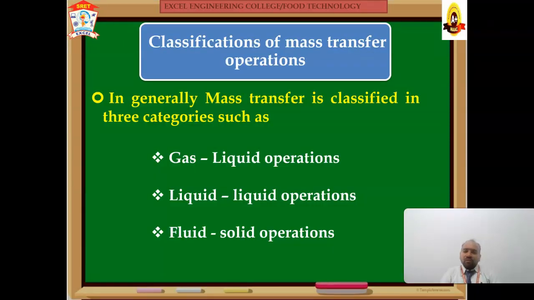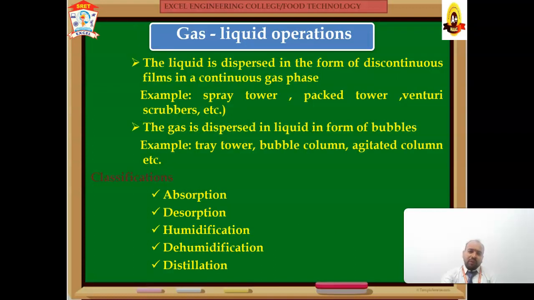Classification of mass transfer operations. Here we can classify them into three categories. First, gas liquid operations. Next, liquid operations. Then fluid solid operations. Gas liquid operations means liquid is dispersed in the form of a discontinuous film in a continuous gas phase. For example, we can utilize a spray tower, packed tower, or Venturi scrubber. Here we can separate a gaseous solute from a gas mixture by utilizing some solvent. That's why we utilize gas liquid operations.